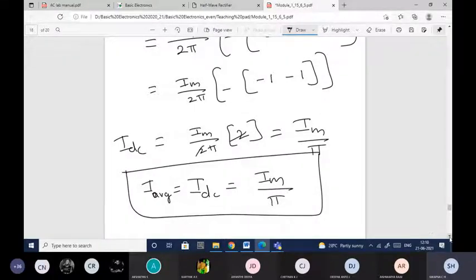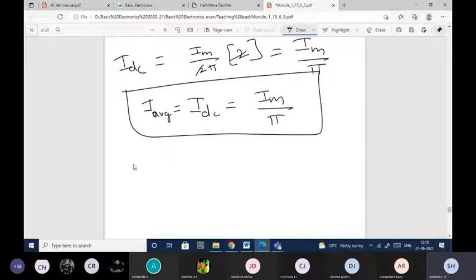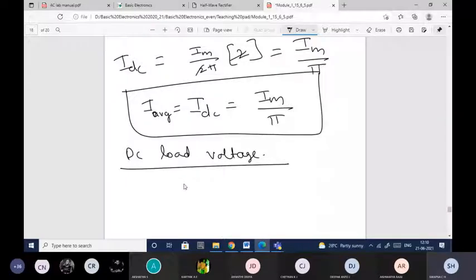In the same way, if I want to find VDC, the DC load voltage, how will you calculate VDC in general? V is equal to IR, right? So VDC is nothing but IDC into RL. Okay, so VDC is nothing but Im by pi into RL.